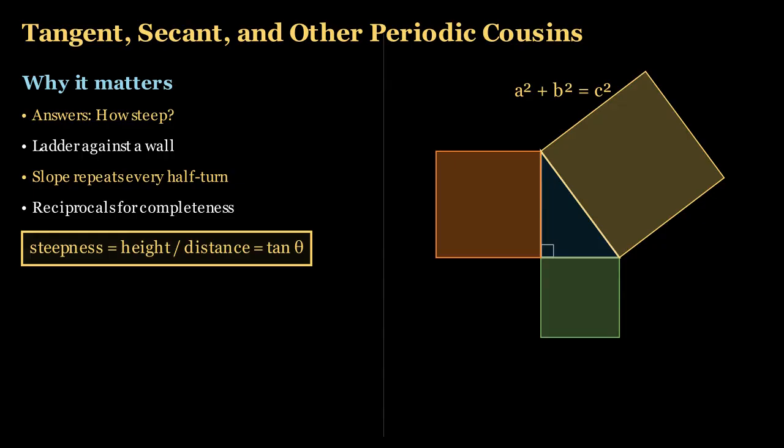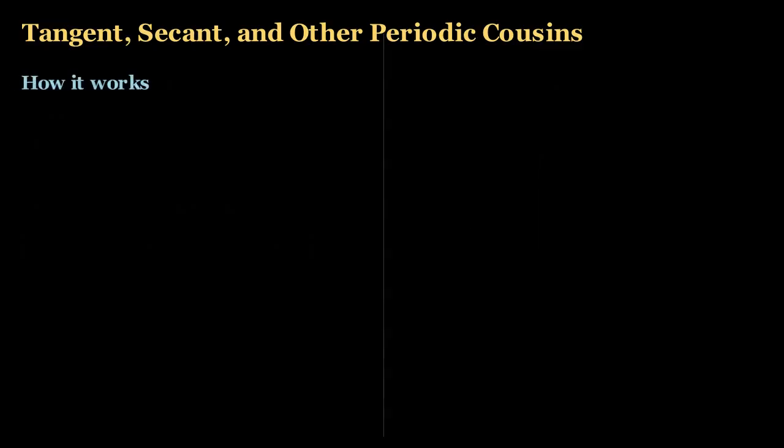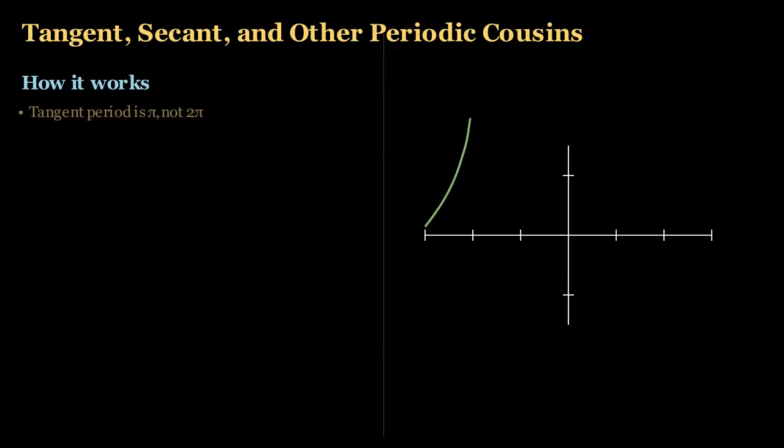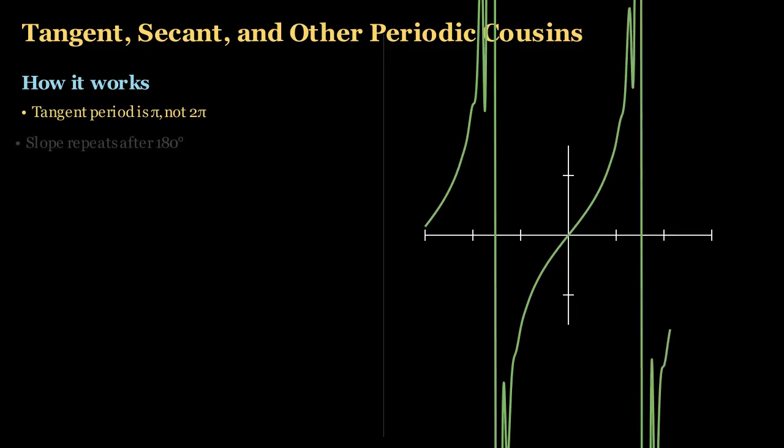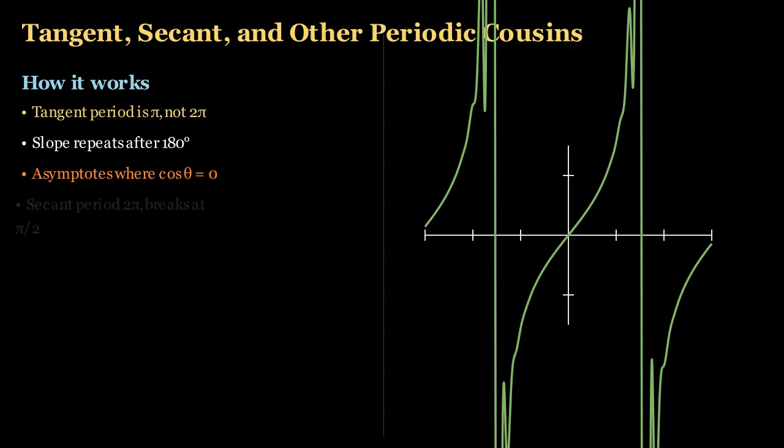Now the interesting part: tangent has its own rhythm. Sine and cosine take a full circle, 360 degrees or 2 pi radians, to repeat. But tangent repeats after just half a turn, 180 degrees or pi radians. Why? Look at the circle. A radius pointing at some angle has a certain slope. If you spin it exactly 180 degrees, it points the opposite way, but the line it makes is the exact same line, so the slope is identical. That means tangent's period is pi.